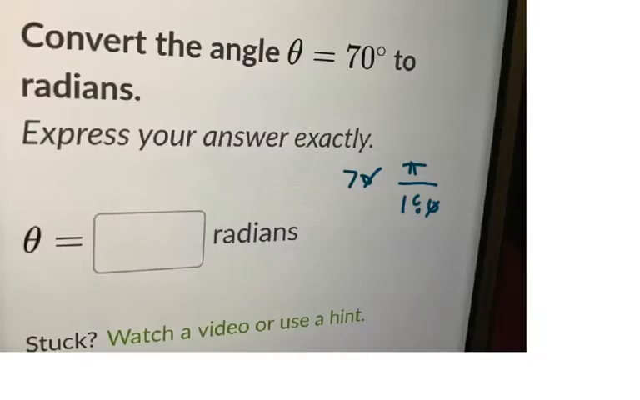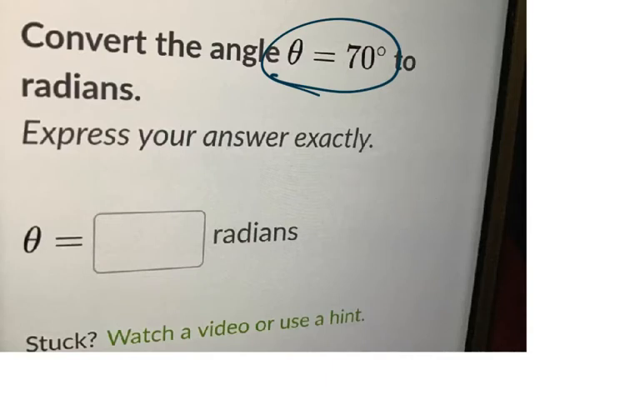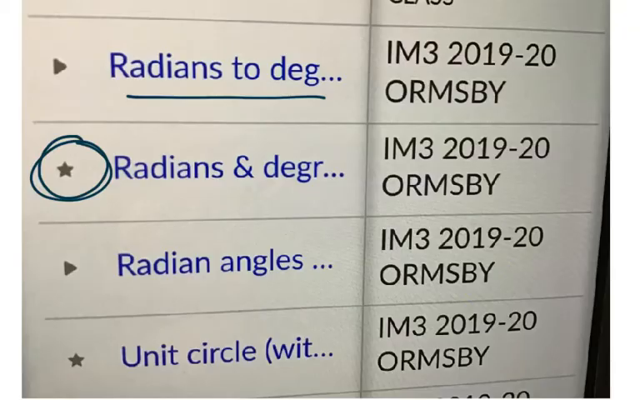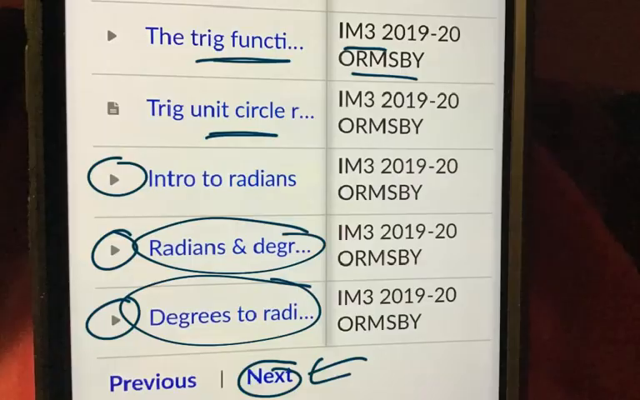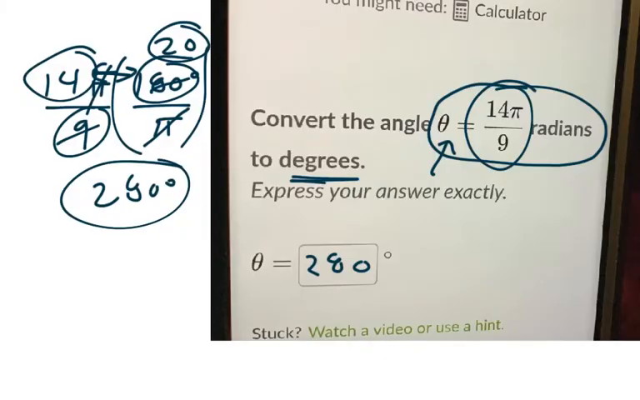All right, this one they gave me the degrees, and we need to convert that into radians. That's what they want. So how do I do that? Well, let's write that down. 70 degrees. Now this time I'm going to flip over that conversion factor. Remember that 180 is the same thing as pi, and pi is the same thing as 180, right? And that's what we're going to use here.